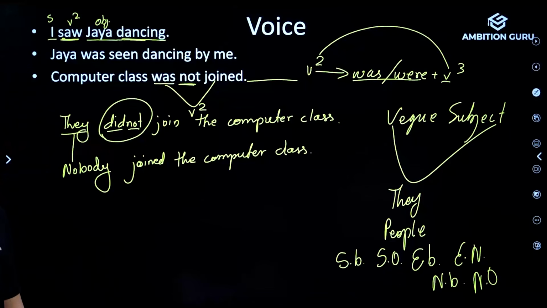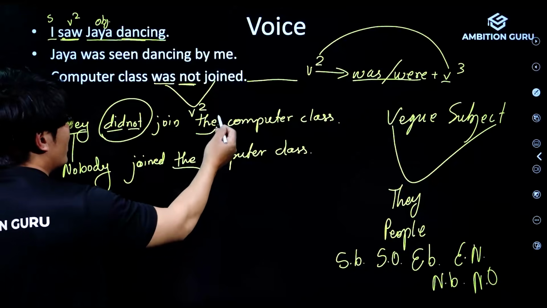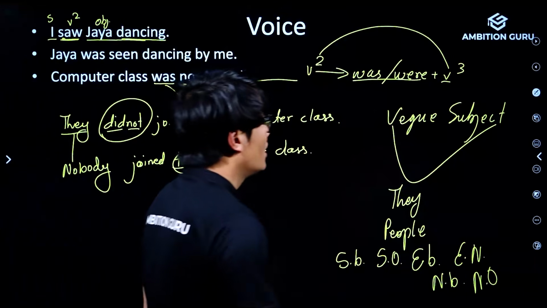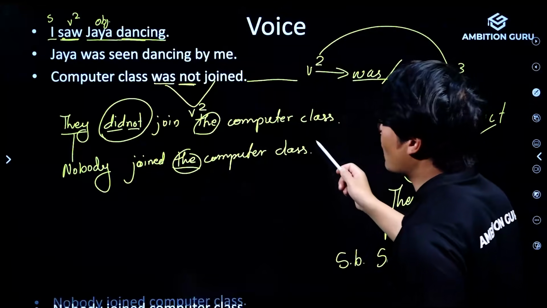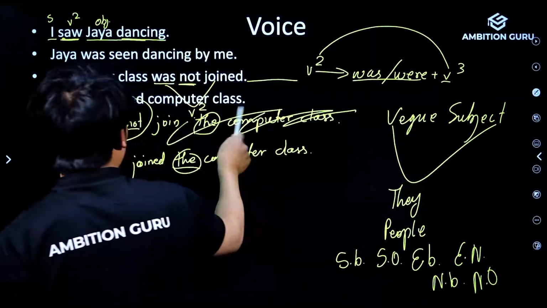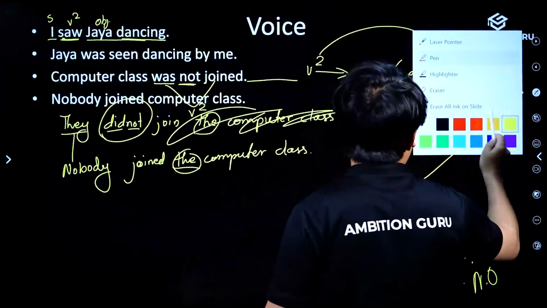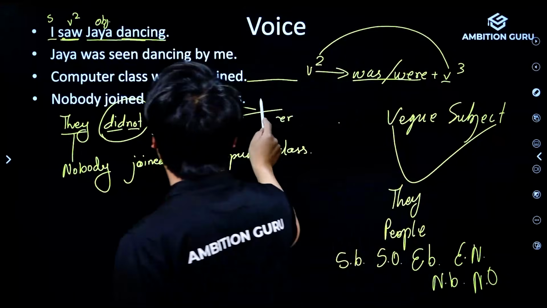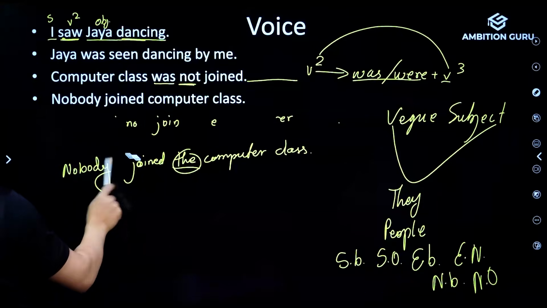Clear? Okay, that's beautiful. There is no "the". Where is "the"? Oh, I wrote a "the" here. Okay, it's okay, we can remove this also. Okay, so let's see the answer. The answer is "nobody joined computer class", or as I told you, what we can write before. Okay, let's have another question.